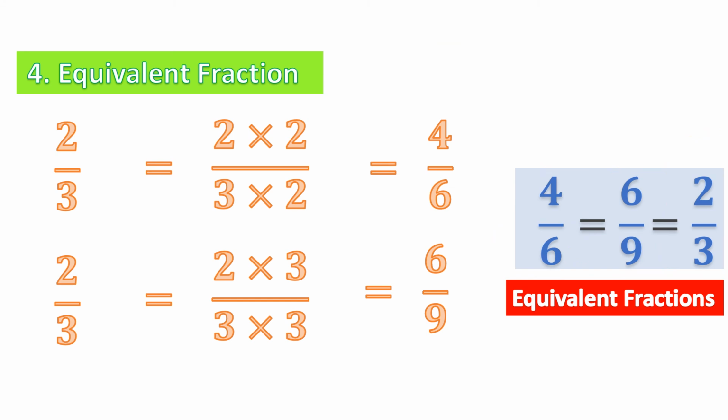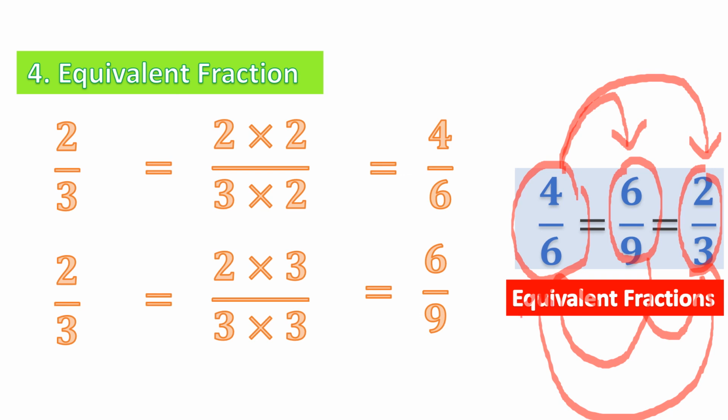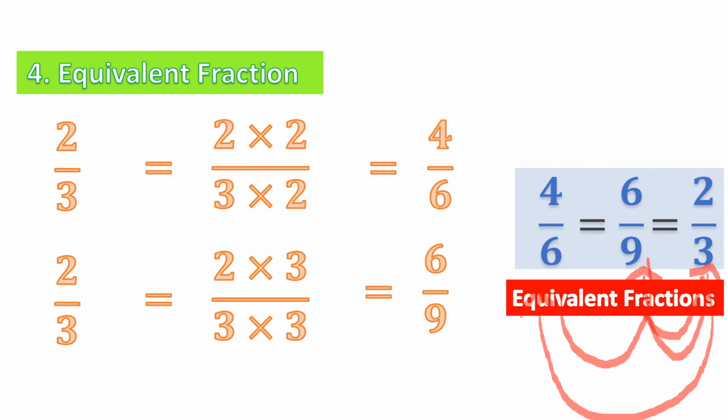So that means I can say 4 by 6 is equivalent to 6 by 9 and 6 by 9 is equivalent to 2 by 3. 4 by 6 is equivalent to 6 by 9 and 2 by 3. 6 by 9 is equivalent to 4 by 6 and 2 by 3. And 2 by 3 is equivalent to 4 by 6 and 6 by 9. So they are all equivalent to one another. Okay?